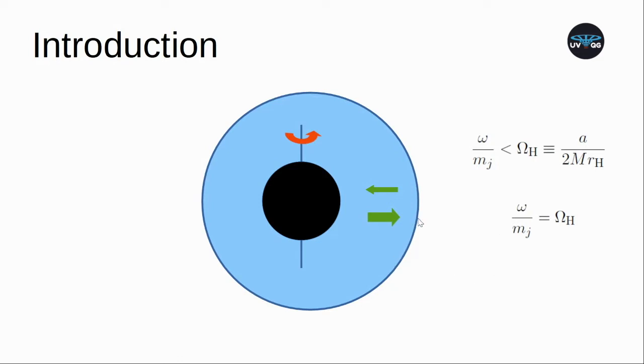For massive fields, the mass of the field plays the role of the mirror, so that the field cannot escape to infinity. And if the field obeys the synchronization condition, then the field won't fall into the black hole, so there will be no flux into or out of the black hole. In this case, we will have bound states around this black hole.